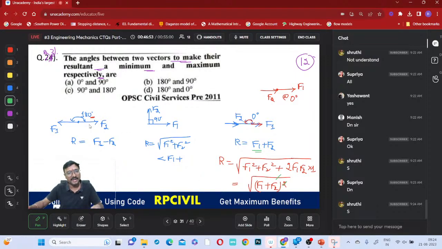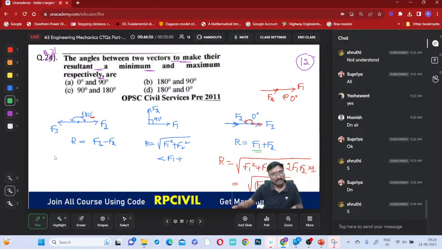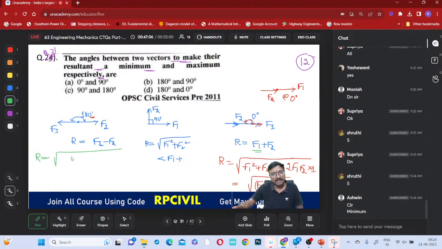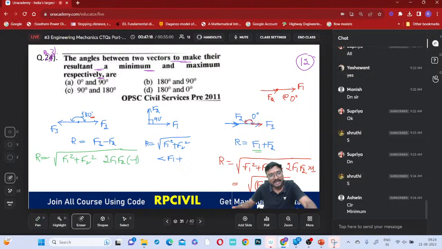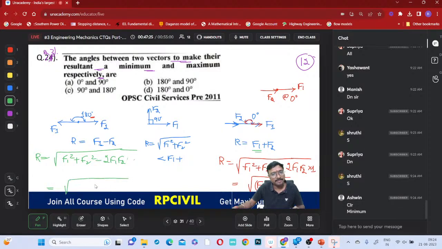Now suppose it is 180 degrees. Whenever the angle between the two forces is 180 degrees, they are opposite to each other, so the resultant is the deduction of one from the other. It is the square root of F1 squared plus F2 squared plus 2 F1 F2 cos 180. What is cos 180? Minus 1. So this becomes a squared plus b squared minus 2ab, which is (F1 minus F2) whole squared. The square and root cancel, and the final value you get is F1 minus F2 whenever they maintain 180 degrees.